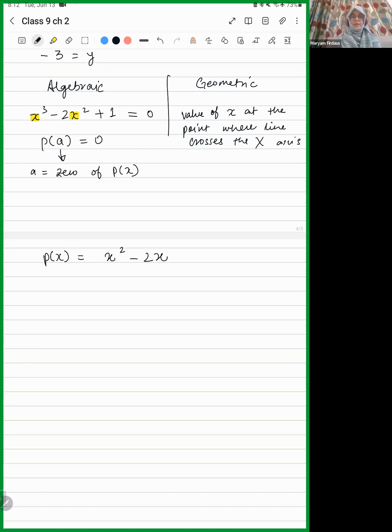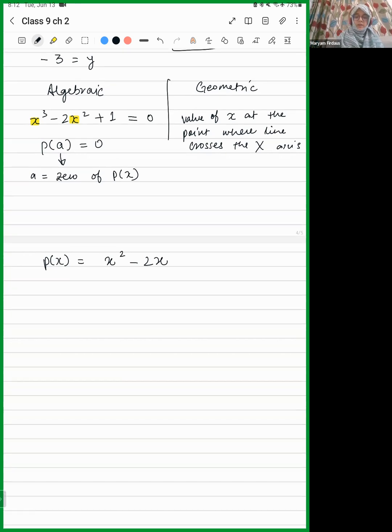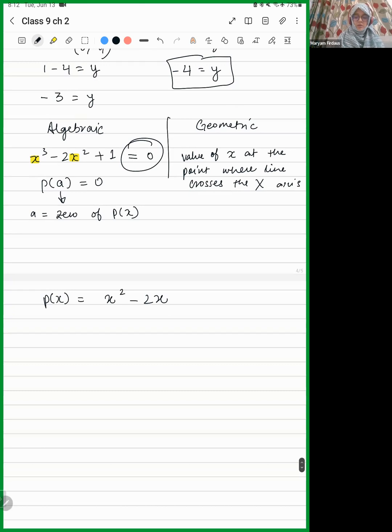Ma'am, if the result is not 0, is it still 0 of the polynomial? Result of what? Like this result is not 0? Yes, ma'am. No, then it's not a 0 of the polynomial. The definition of 0 of polynomial is that when you put that number in place of x, the entire answer should come out to be equal to 0. That is the definition of 0 of a polynomial.